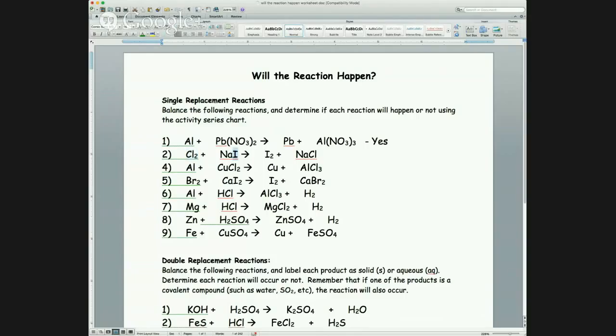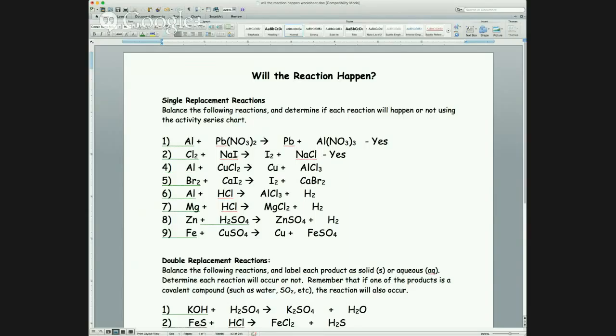So we look at our activity series. Is chlorine higher than iodine on the activity series for halogens? And the answer is yes. Okay. Let's look at the next one. Aluminum and copper. Okay, is aluminum higher than copper? We can't pair chlorine with a cation, it has to be cation to cation. Aluminum's going to form a cation. Copper's going to form a cation.